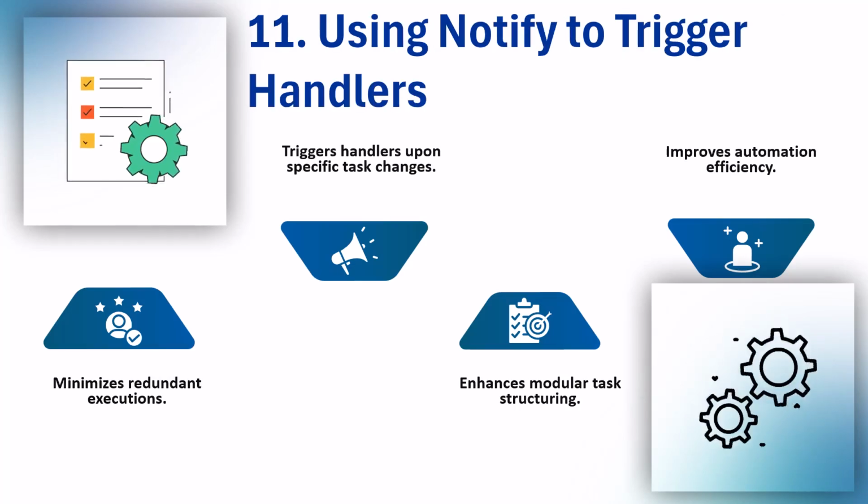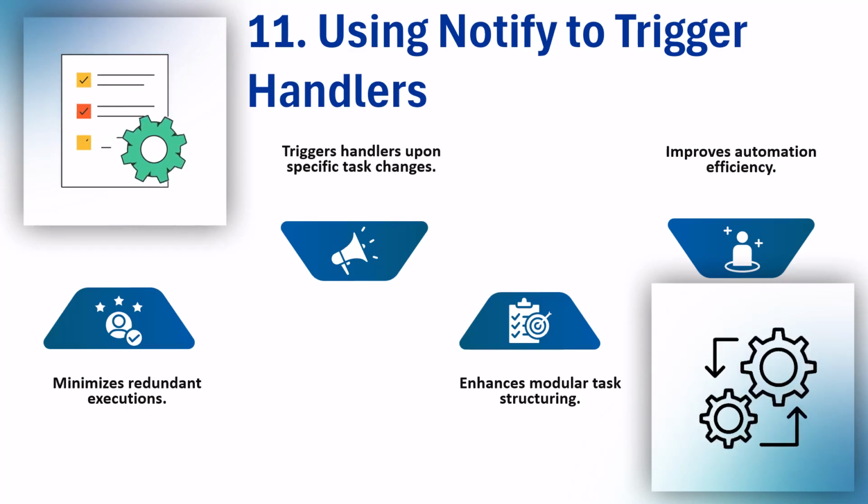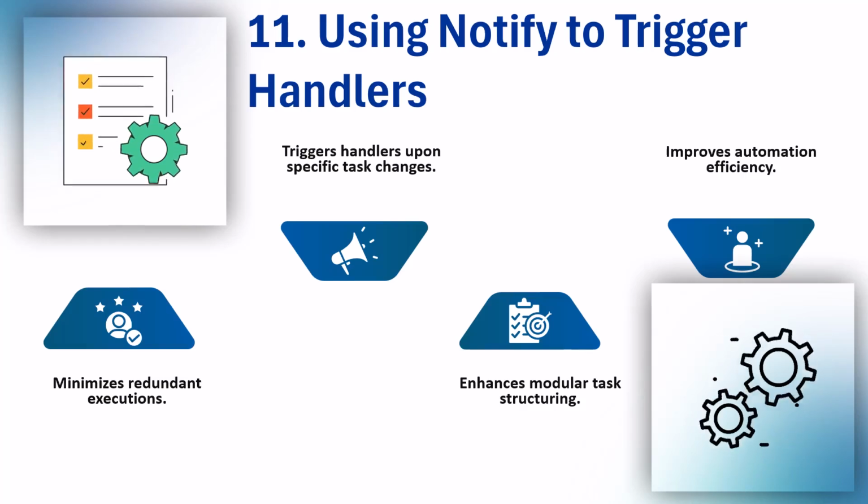Notify is like calling room service, only in automation. If a task changes, Notify steps in to trigger handlers, ensuring actions are taken just in time. No unnecessary re-executions, no wasted resources, just pure efficiency. Think of it as keeping things running smoothly without the extra fuss.